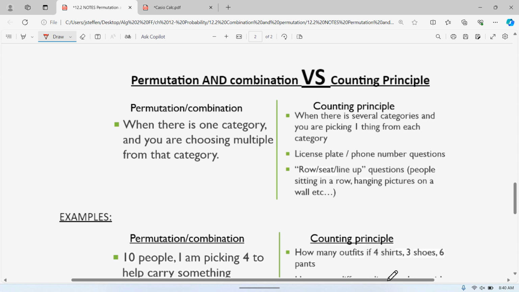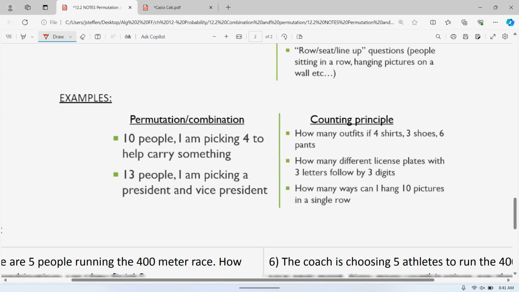It gets more confusing. And again, I put a couple examples at the end here. Permutation and combination: 10 people, I'm picking 4 to help me carry something. That would hopefully obviously be combination. Whereas on the other side, you're picking outfits from 4 shirts, 3 shoes, 6 pants. Again, combination and permutation: there's 10 people, you're picking multiple people from that group. Whereas the counting principle, you have several different things, you're picking one from each. Or again, how many different license plates with 3 letters and 3 digits? That would definitely be easier with the counting principle.